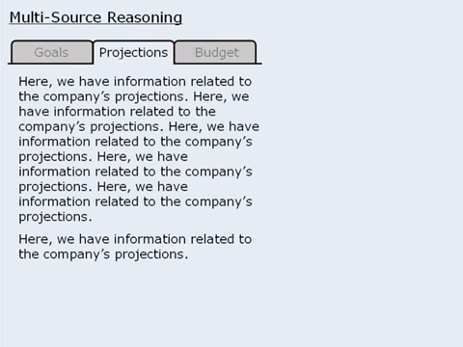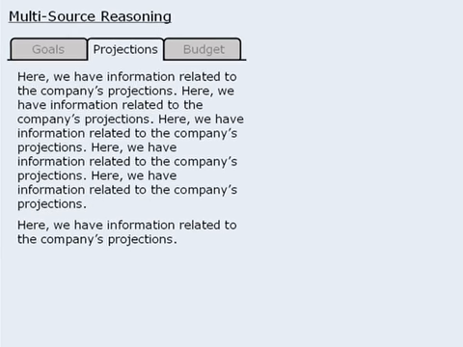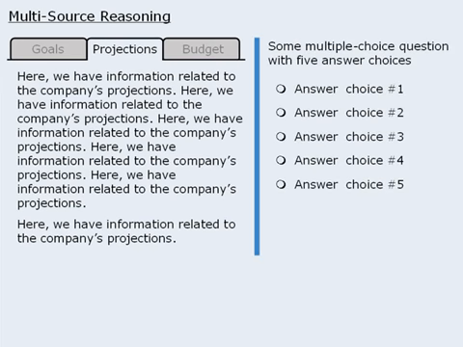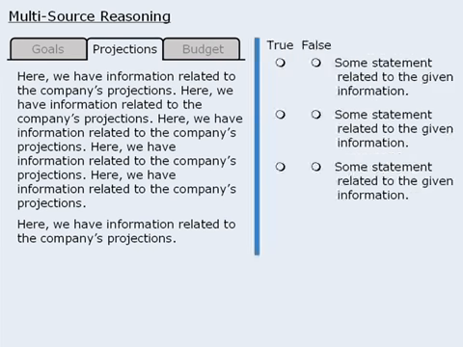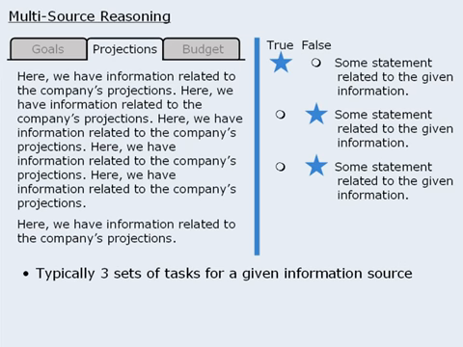As far as tasks go, there are 2 different types of tasks that you can expect to see in a multi-source reasoning question. You can expect either a multiple choice question that requires 1 answer, or you can expect to see a set of statements with 2 opposing answer choices, such as true, false, yes, no, and so on. Here, your job is to select the appropriate response for each statement. Now, a unique feature of multi-source reasoning questions is that you should typically expect to see 3 different sets of tasks for 1 information source.